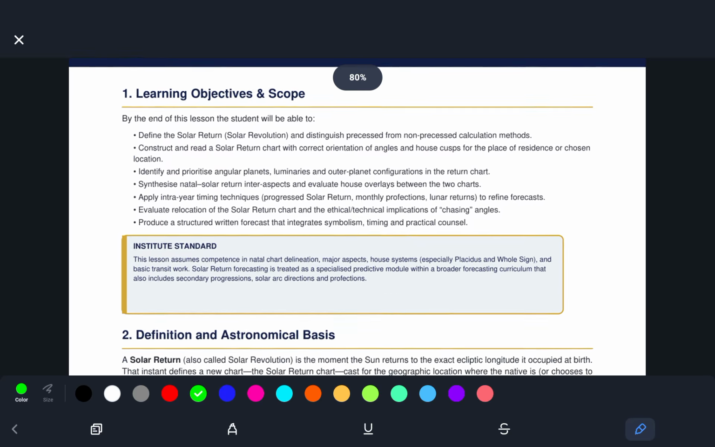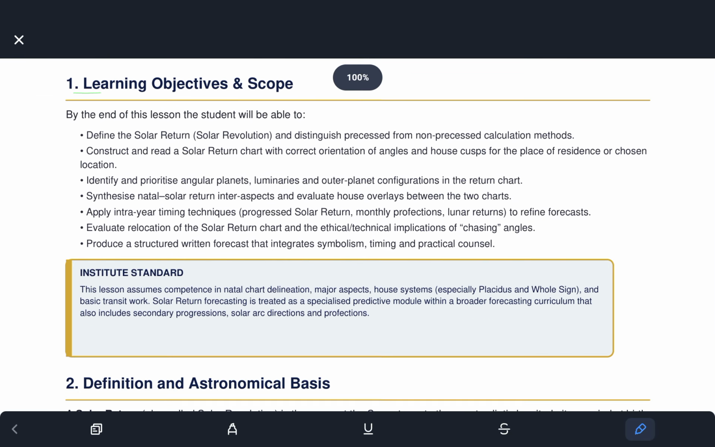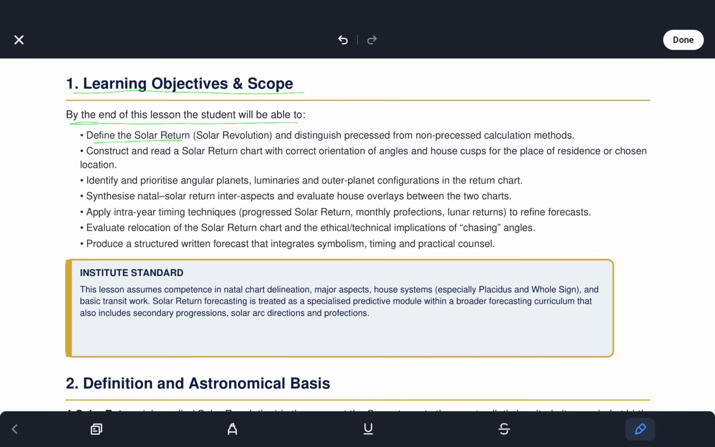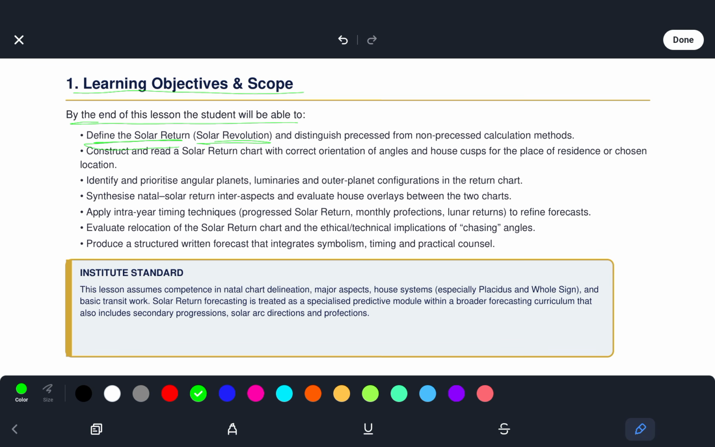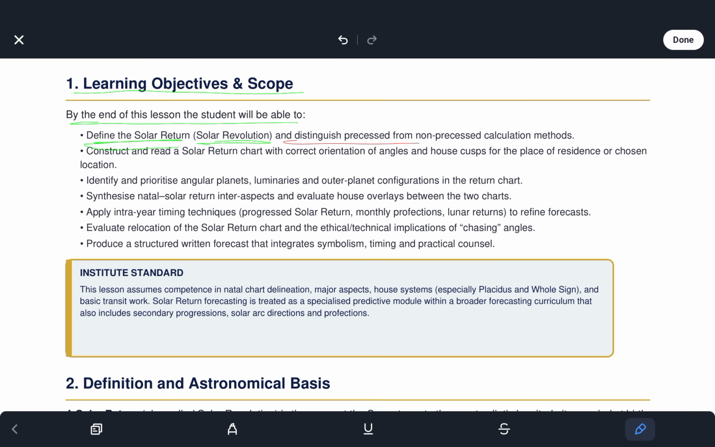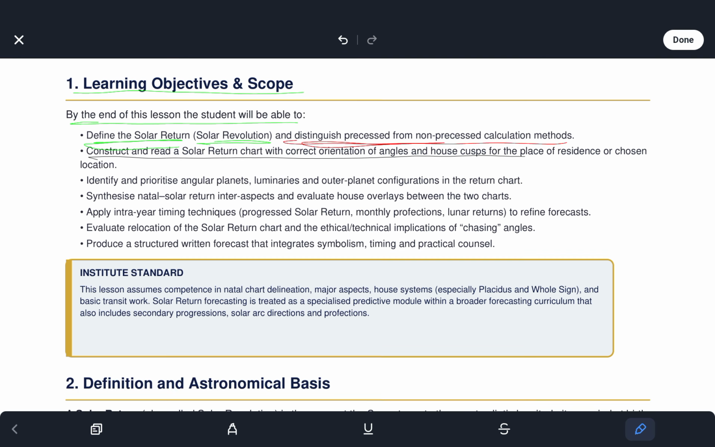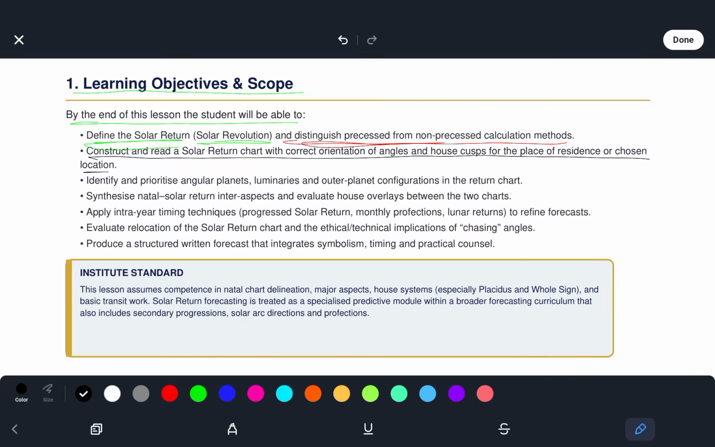So, right off the bat, we're going to look at the learning objectives and scope. By the end of this video, the viewer hopefully will be able to define the solar return, solar revolution, and distinguish precessed from non-precessed calculation methods. Construct and read a solar return chart with correct orientation of angles and house cusps for the place of residence or chosen location.